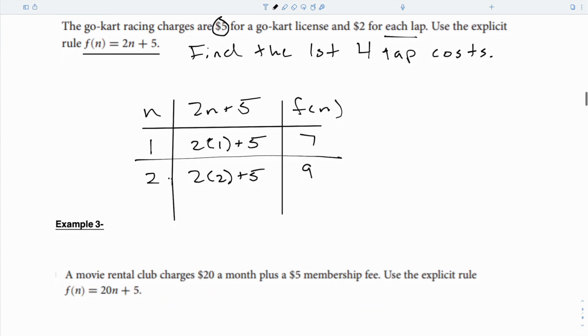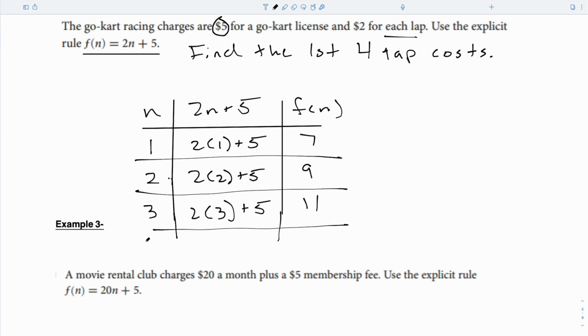So this is a nice explicit rule. It does not have recursive stuff in it, so I'm just rolling along till I get to the 4th one. 2 times 3 then, you might be noticing a pattern. Let's see if it stays the same. 6 plus 5 is 11. Yeah, it does stay the same. I'm just adding 2. So the 4th one is going to be 13.